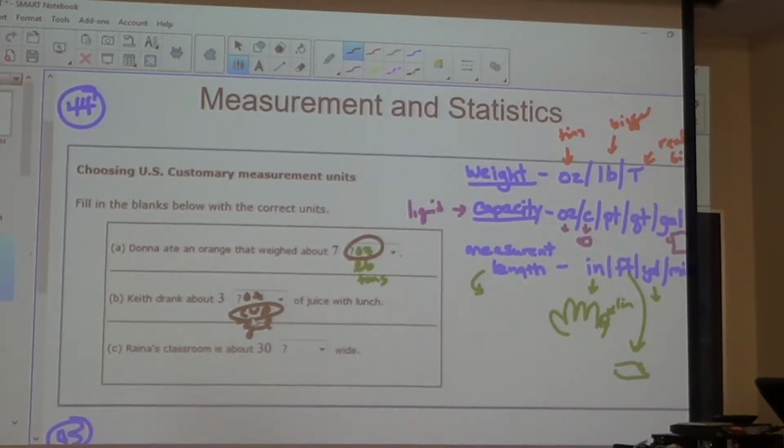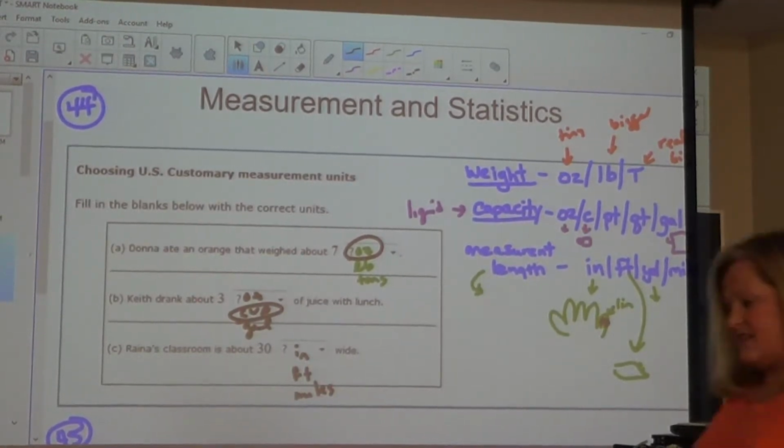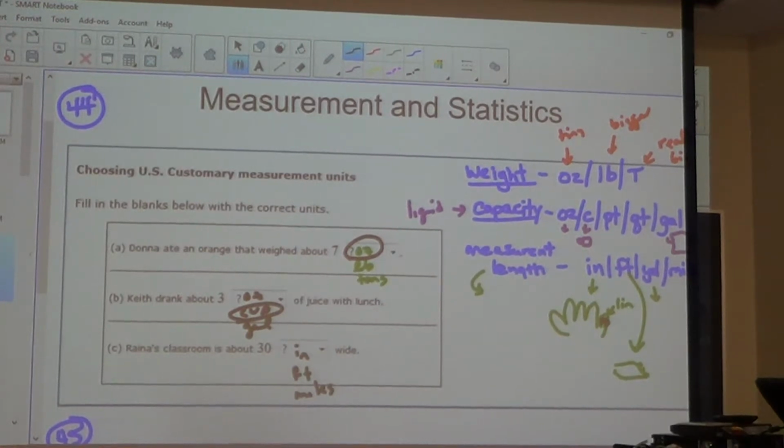Rihanna's classroom is 30 inches wide, 30 feet wide, or 30 miles wide. Now, an inch is the width of your pinky. So if I take my pinky and I do 30 pinkies. Feet, yeah. 30 feet, literally think of your foot. 1, 2, 3, 4, 5, 6, 7, 8, 9, 10, 11, 12, 13, 14, 15, 16, 17, 18. And we know it's not going to be 3 miles or 30 miles for a classroom. So that one's going to be feet.